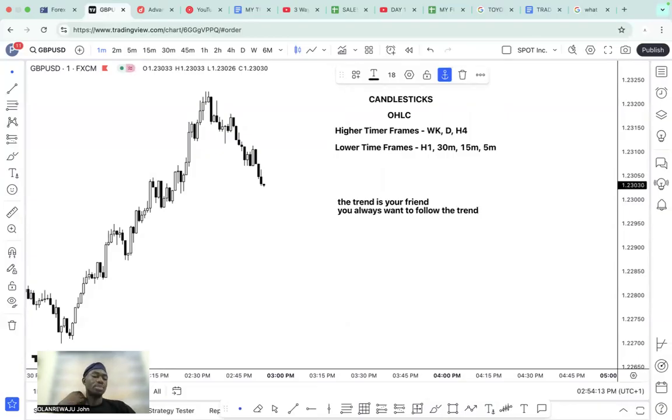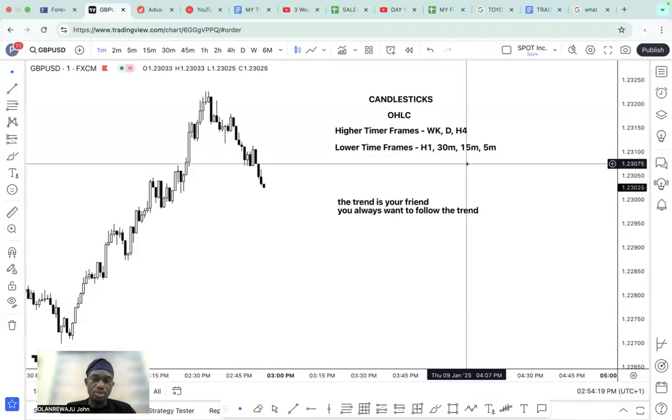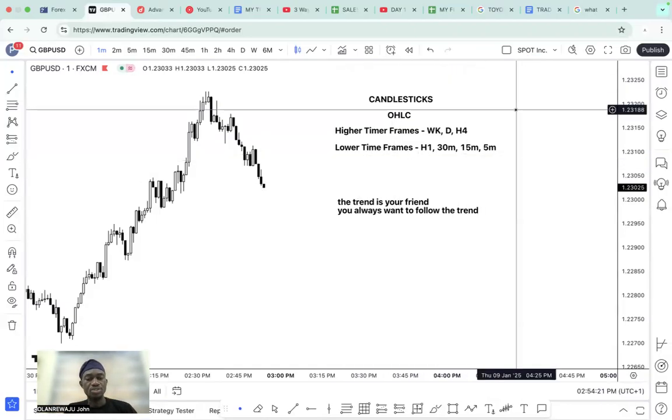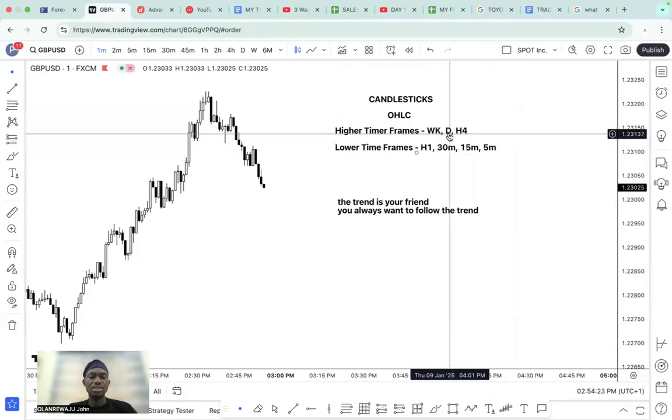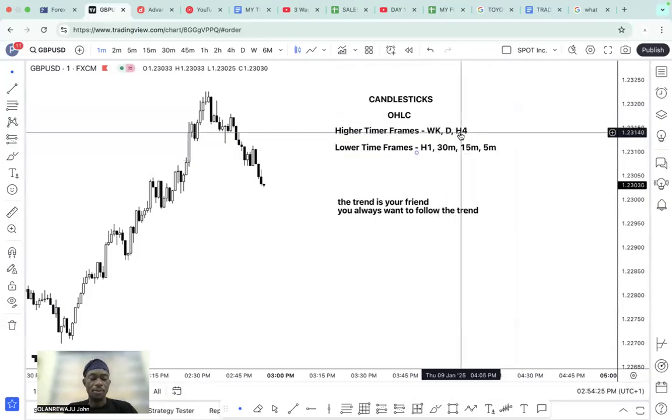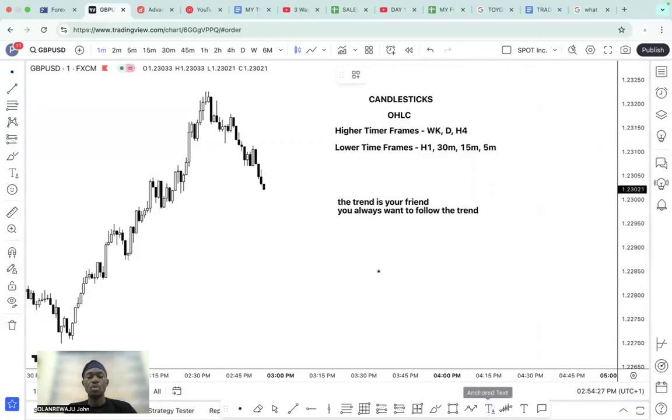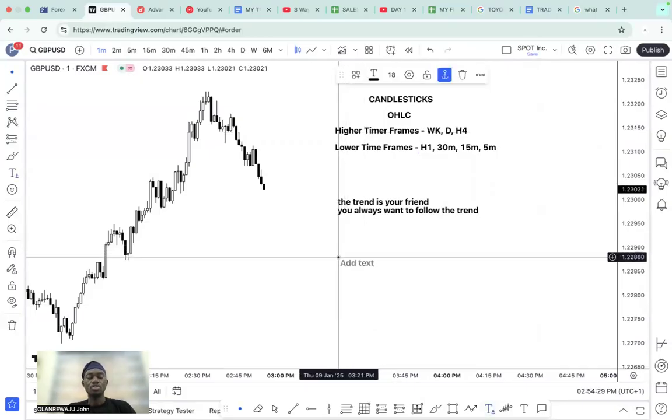And what that implies is that the best way to know which trend to follow is to look at your higher time frame, which is what? The weekly, the daily, and the 4 hour. So as traders, what do we use time frame for? You use your higher time frame. Just take notes. It doesn't have to make sense now.